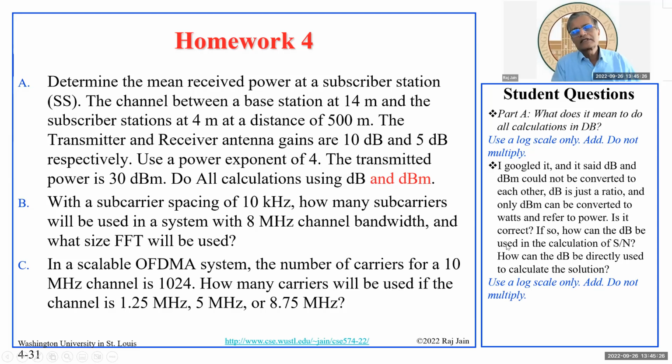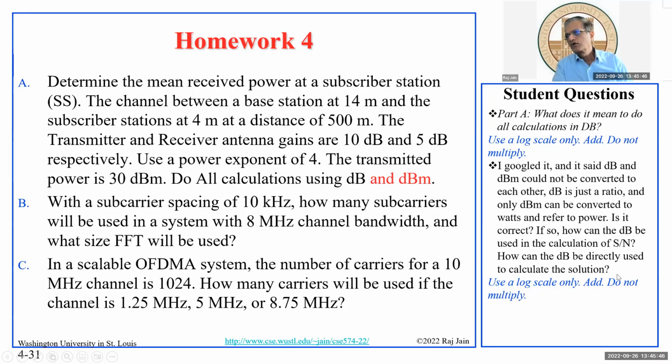And then this time, because somebody asked the question, I Googled it, and it said that dB and dBm cannot be converted to each other. dB is just a ratio, and dBm can be converted to watts and referred to power. Is this correct? If so, how can dB be used in calculation of signal to noise ratio? How can dB be directly used to calculate this solution?